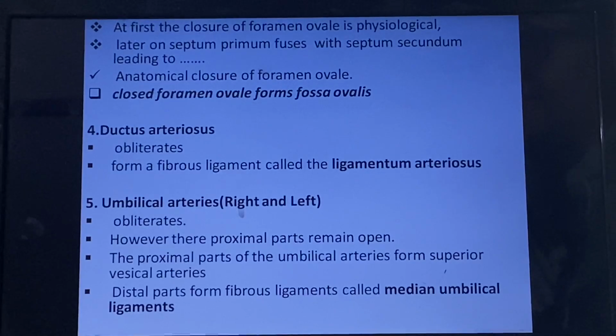Then the umbilical arteries, right and left, obliterate. However, the proximal parts remain open. The proximal part of the umbilical arteries forms the superior vesical arteries, and the distal part forms the fibrous ligament which is known as the medial umbilical ligaments. So these are the changes which happen in the fetal circulation once the baby is born. So what are the different changes happening and how do they remain as remnants in the adult body. So this is the fate of the different structures involved in fetal circulation.